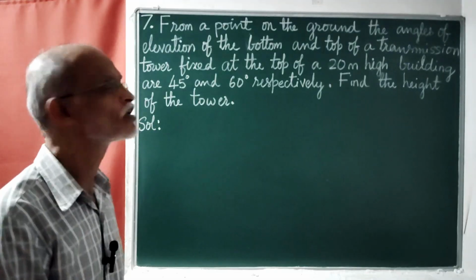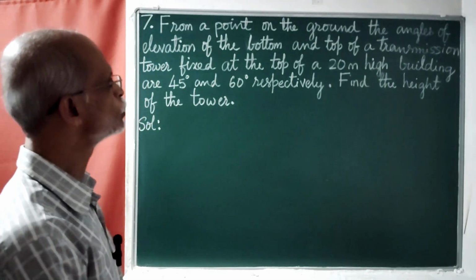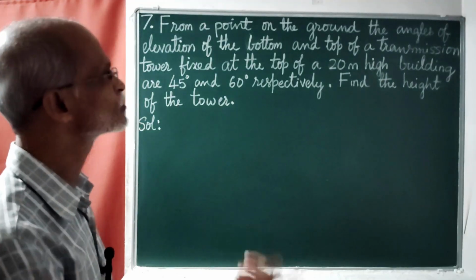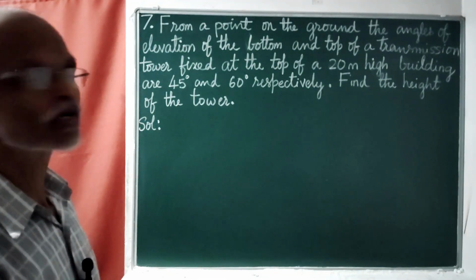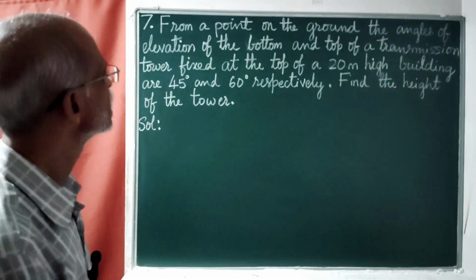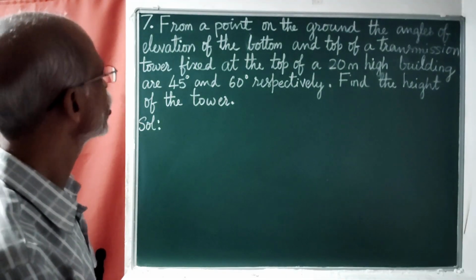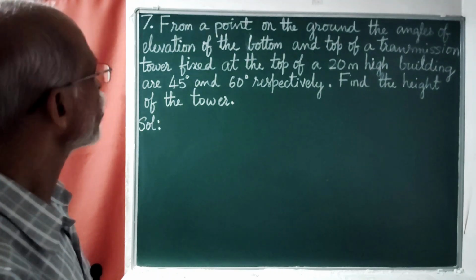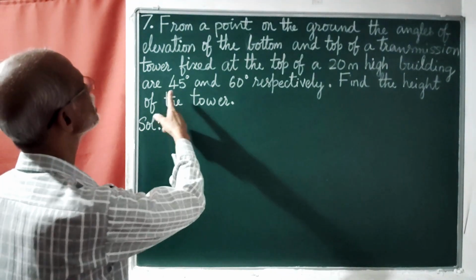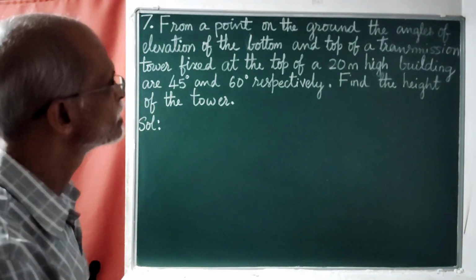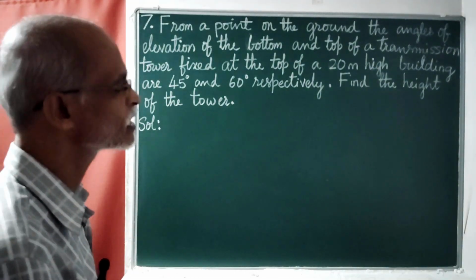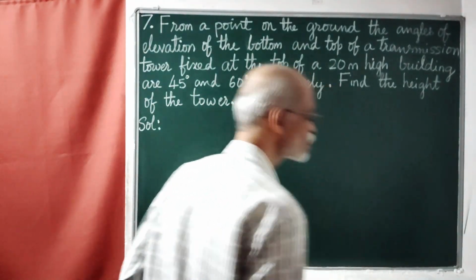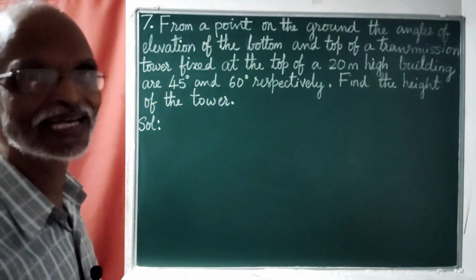There are two things here. One, a 20-meter high building. On the top of the building, a tower is fixed. From the point on the ground, the angles of elevation of the bottom and top of the tower are 45 degrees and 60 degrees. And we have to find the height of the tower. First, we have to draw the drawing. The drawing has to be drawn correctly.